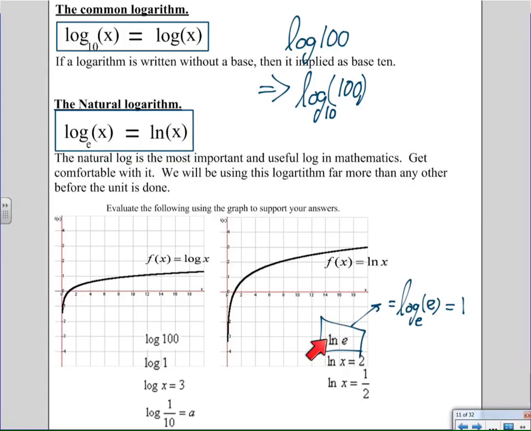So when I see natural log of e, I'm really saying what's the exponent on e that gives me e, the answer to which is 1. And here, it's saying 2 is the exponent on e that gives me x. So what would x be? Well, let's write it out again. 2 is the exponent on e that gives me x. And again, what is x? e squared. Simple. Similarly, 1/2 is the exponent on e that gives me x. What is x? Square root of e. Crazy. See what I did there?